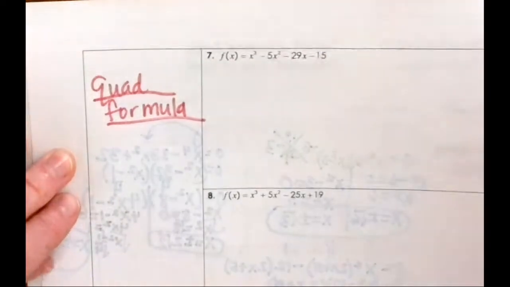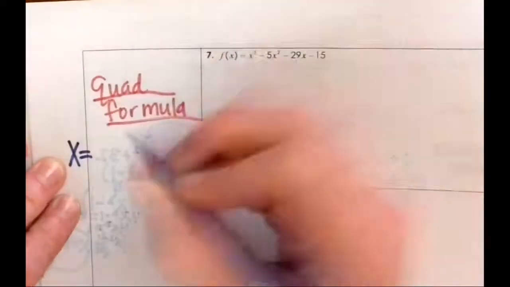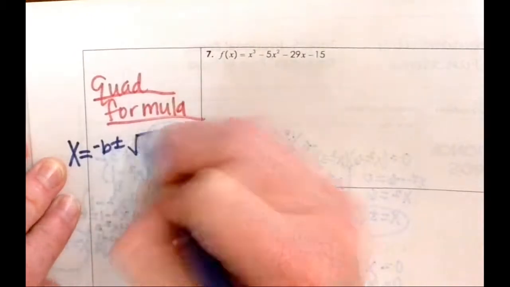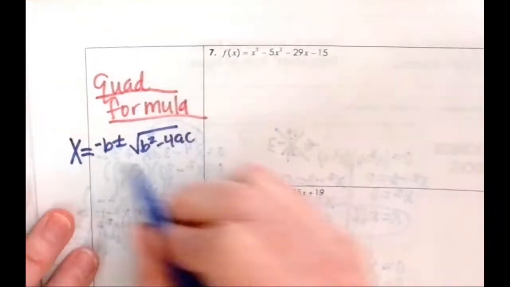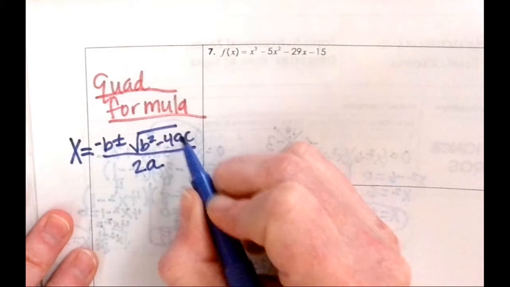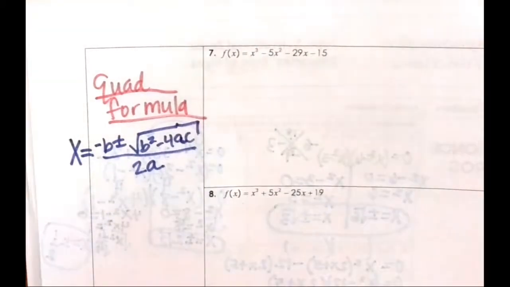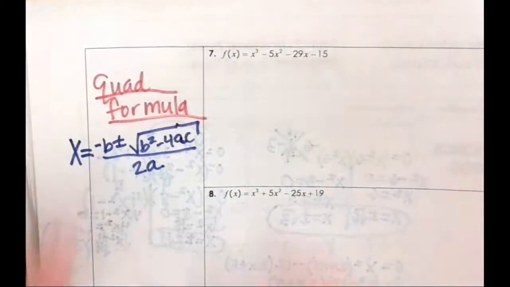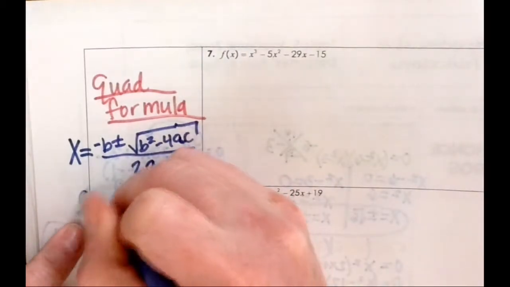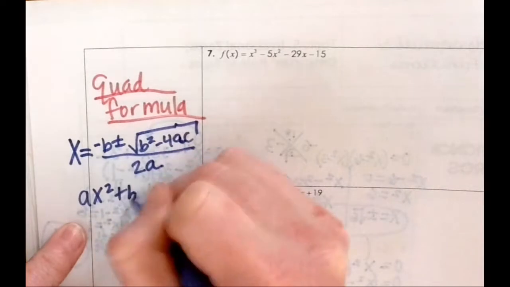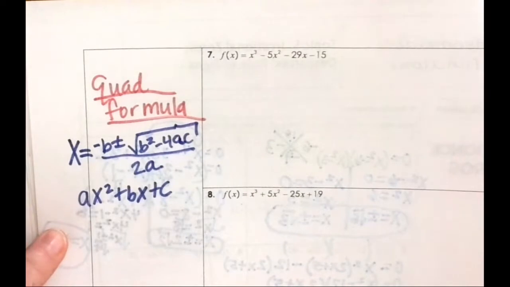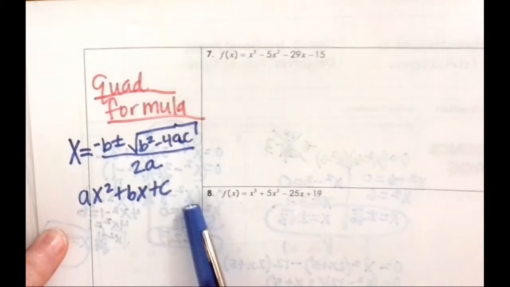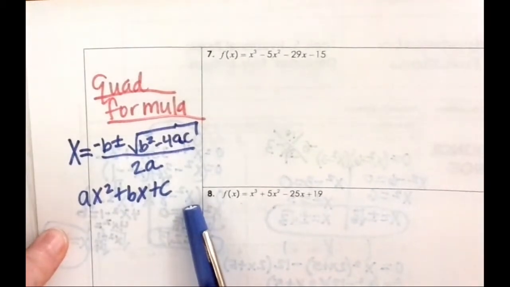So, x equals negative b plus or minus the square root of b squared minus 4ac all over 2a. Alright, there you go. I should probably say what these mean. So, ax squared plus bx plus c. That's what this means. So, if your quadratic is in standard form, a will be the number in front of x squared, b will be the number in front of x, and c will be the last number. Okay?